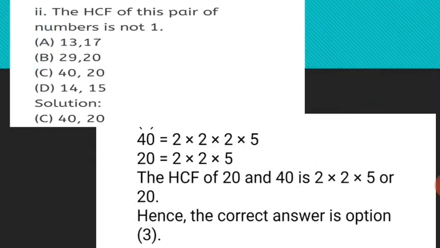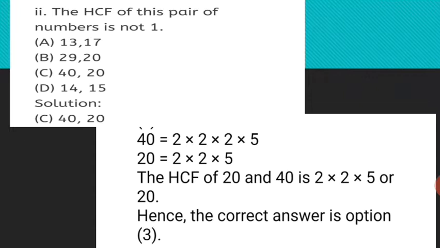Second sum, the HCF of this pair of numbers is not 1. The pairs are first, 13, 17, second, 19, 20, third, 40, 20, and fourth, 14, 15. Solution: the answer is C, 40, 20. How do we get that?